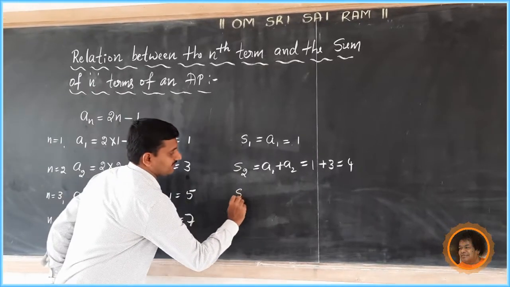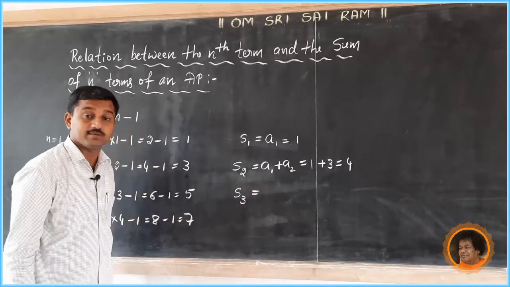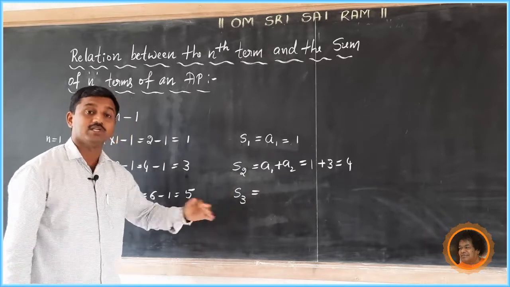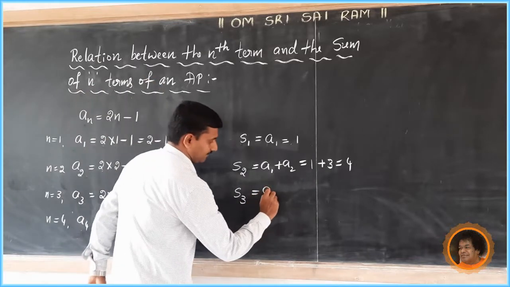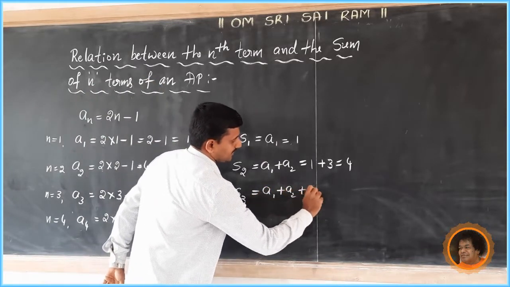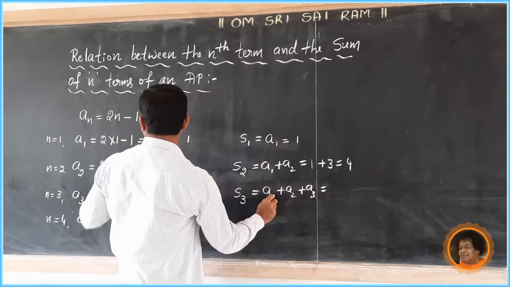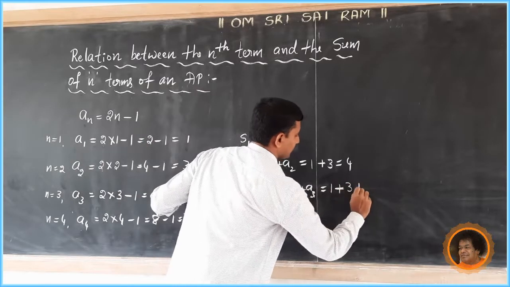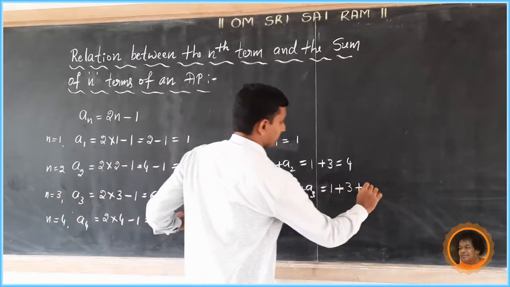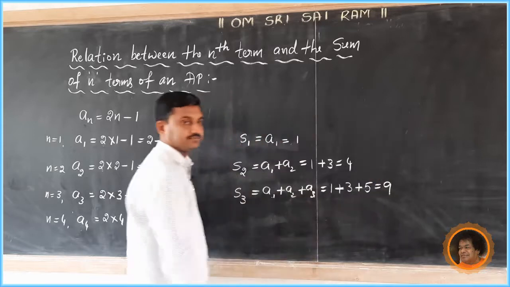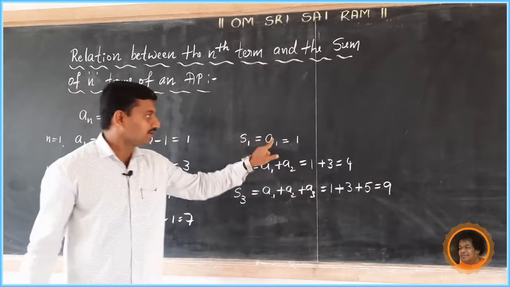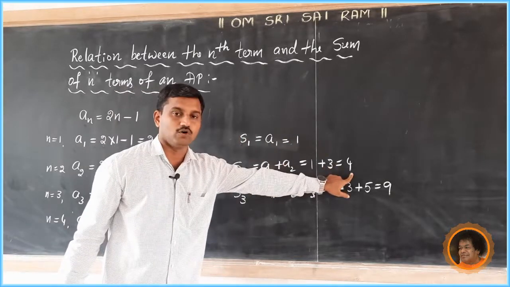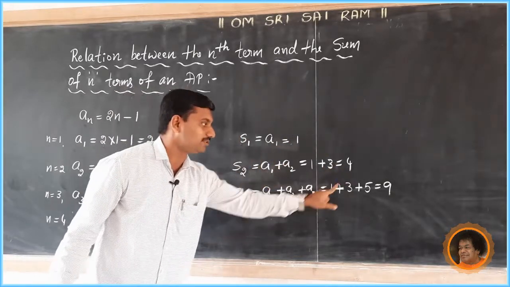And next find S3. What is the meaning? S3 is the sum of the first three terms. Which are the first three terms? a1 plus a2 plus a3. So a1 is 1 plus a2 is 3 plus a3 is 5, which is equal to 9. So S1, the sum of the first term, is 1. S2, the sum of the first two terms, is 4. And S3, the sum of the first three terms, is 9.